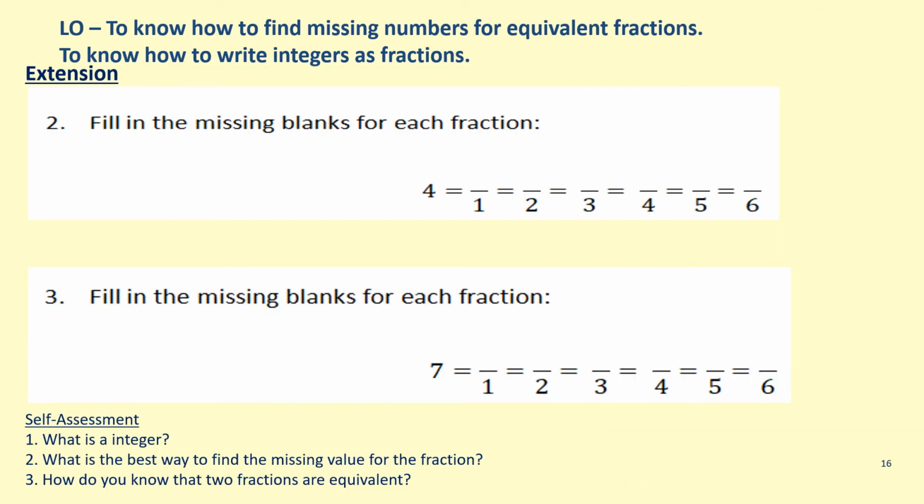And the last thing for today, a quick extension activity and self-assessment. Fill in the missing blanks for each of the fractions. So you have to turn 4 into fractions over 1, over 2, over 3, and so on. The same with 7. And then a self-assessment. Write down a sentence about what an integer is, what is the best way to find the missing value for the fraction, and how do you know that 2 fractions are equivalent? So you might want to pause it and attempt the self-assessment questions and possibly the extension.